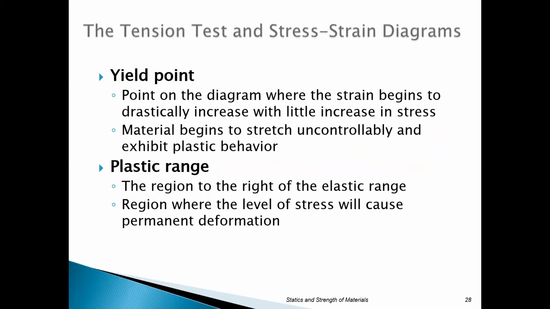The yield point, that's the point on the diagram where the strain begins to drastically increase, but there's not a big change in stress. And this is where the material begins to stretch uncontrollably, so it gets into that plastic range, plastic behavior. The yield point is usually the point that's considered the highest point you would ever design to. Now, what it does mean is that it can stretch uncontrollably, but it still gives us a little bit of time. If a structure is starting to fail and you haven't passed the yield point, you still have time to deal with that structure a little bit, but we can't design to that point.